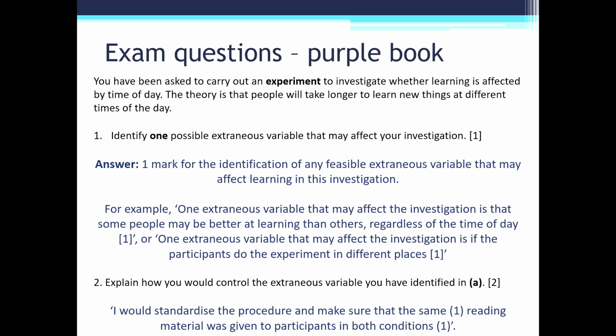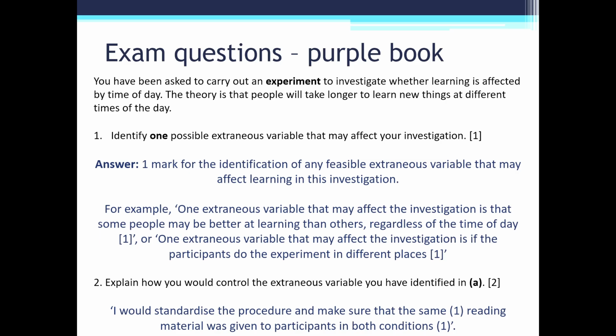Or another example from the mark scheme is one extraneous variable that may affect this investigation is the participants do the experiment in different places. So depending on where they do it, that might then become an extraneous variable. So that's a situational extraneous variable. So notice that you don't have to mention situational and participant, but it helps you to kind of think of some that it might be, which is why we learned it in that way. And then explain how you would control for it. So how are you going to get rid of this as a problem?